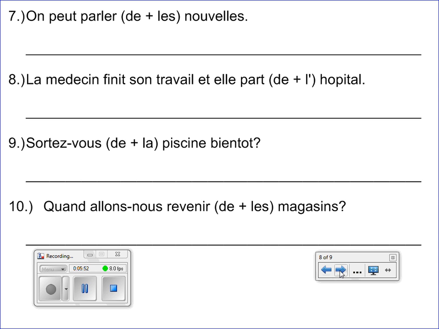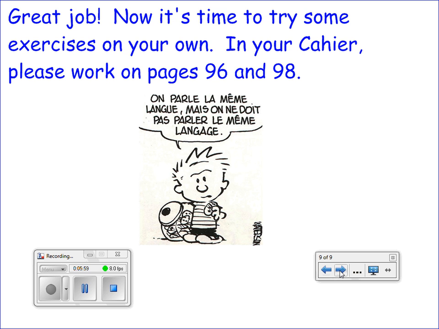Okay, and folks, we will take up the solutions to these questions in tomorrow's class. Just giving you a heads up, there'll be some time for you to try some exercises on your own. So make sure that you've got your cahiers ready and with you in tomorrow's class.